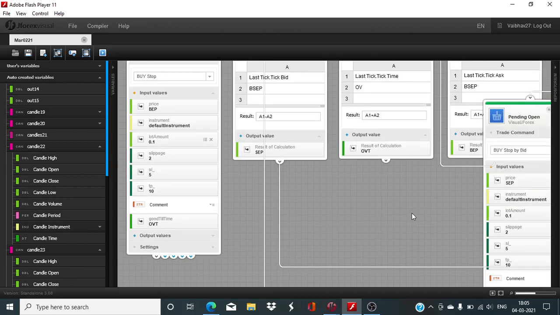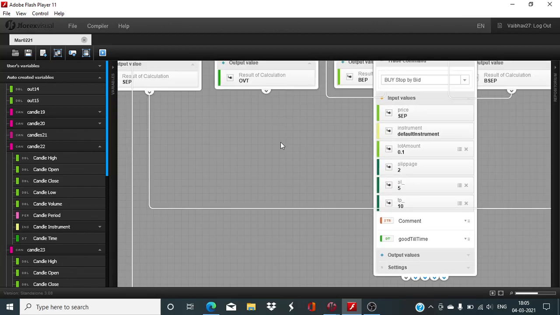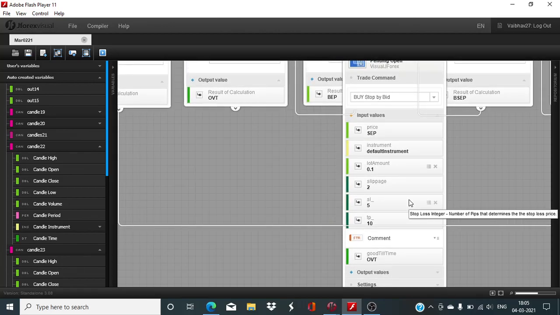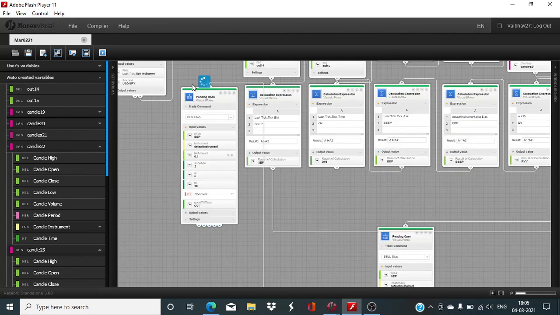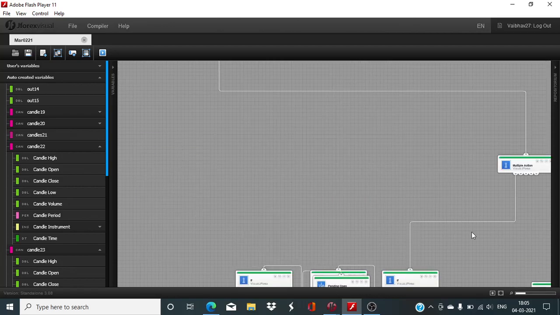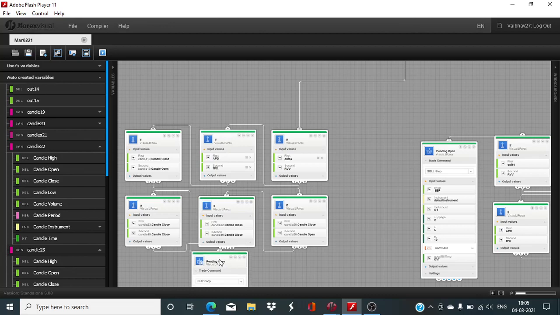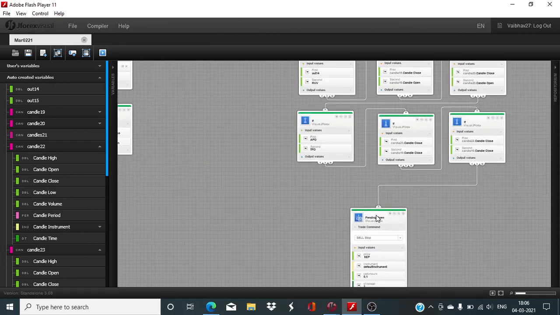Okay, now match filter. The same order validity will be for the sell side as well. And this is going to be a sell stop order. We now have defined the buy and the sell conditions in a symmetric manner.